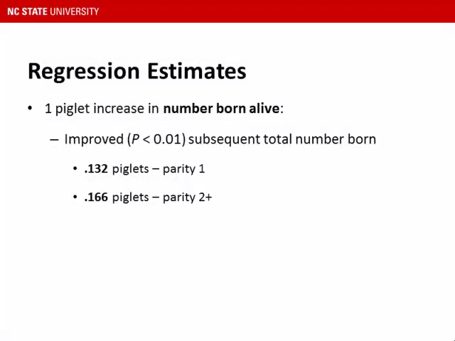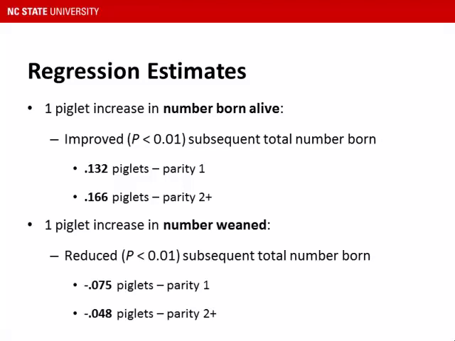Some additional regression estimates. We found that a 1 piglet increase in number born alive improved subsequent total number born by 0.13 piglets for parity 1 sows and 0.17 piglets for parity 2 plus. However, a 1 piglet increase in number weaned reduces subsequent total number born by 0.075 piglets for parity 1 sows and 0.05 piglets for parity 2 plus.